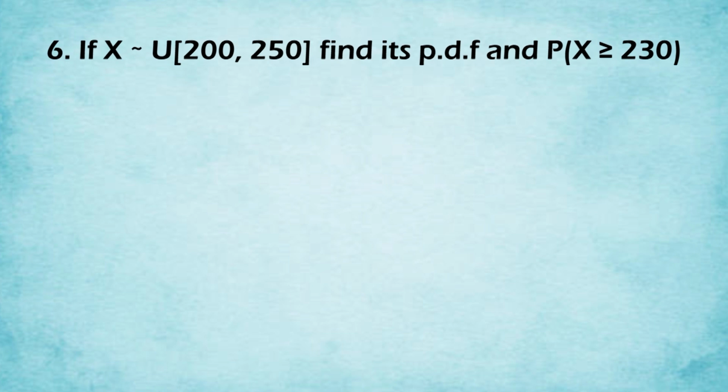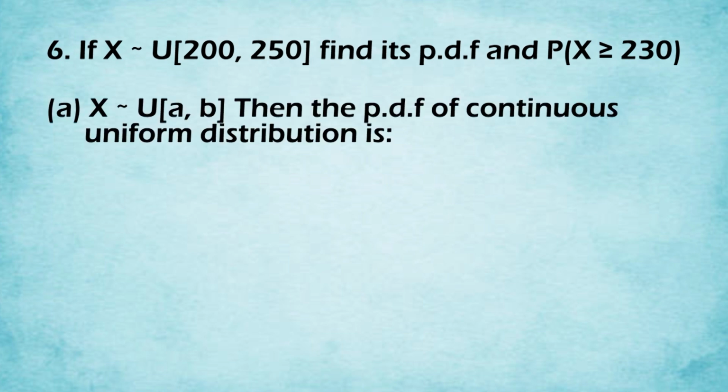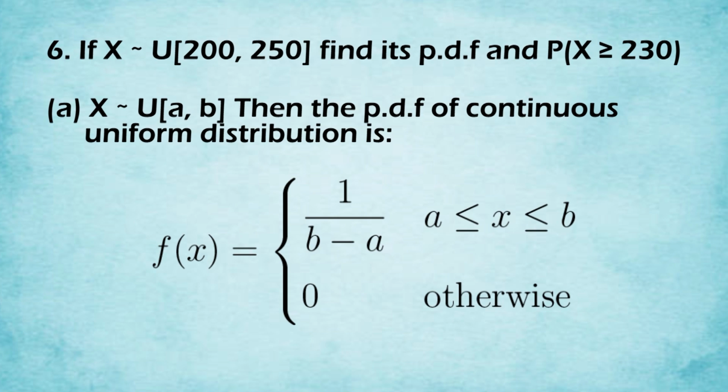If x follows uniform distribution in the interval 200, 250, find its probability density function and the probability of x greater than or equal to 230. It is given that x follows uniform distribution in the interval 200, 250. Then the PDF of a continuous uniform distribution is f of x is equal to 1 by b minus a in the interval a less than or equal to x less than or equal to b, 0 otherwise.